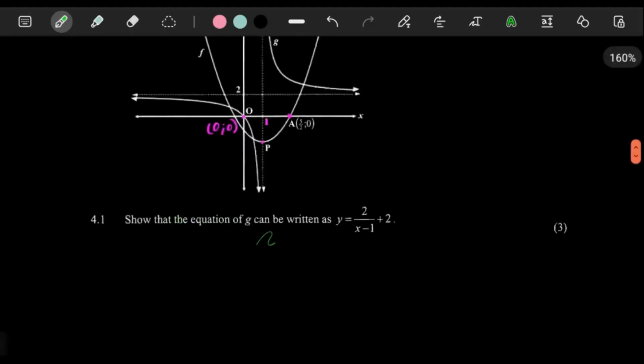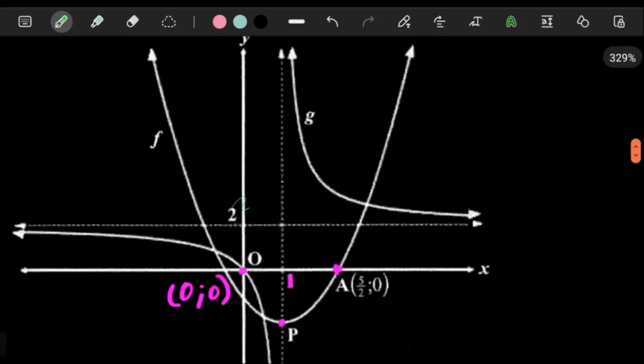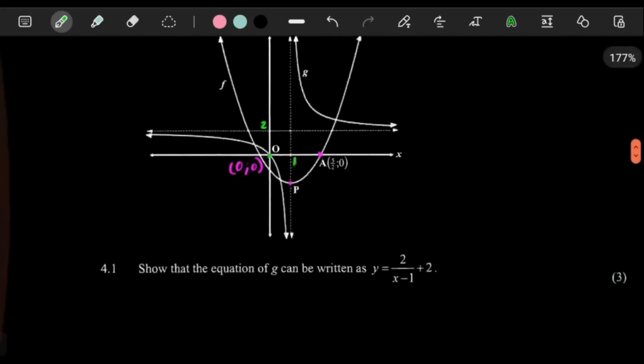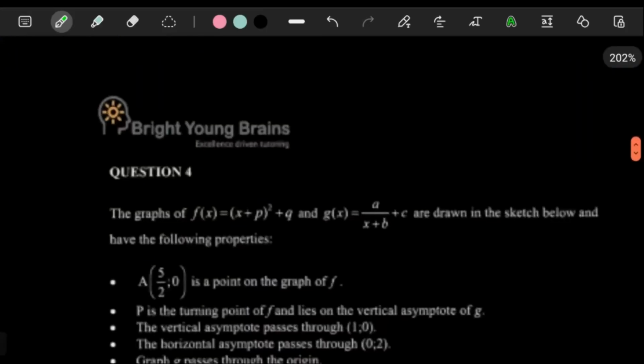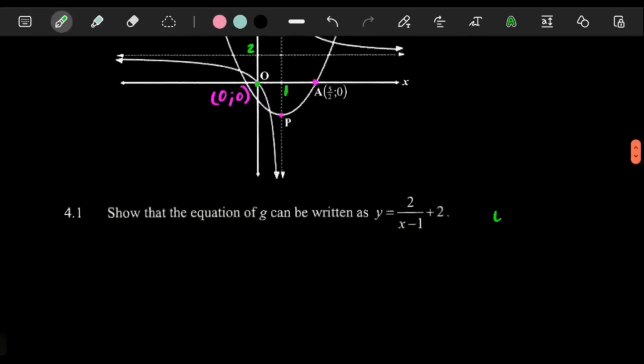They said show that the equation of G can be written like this. Well, that's not going to be too difficult because fortunately we have the one asymptote, we have the other one, and we have a coordinate that the line passes through. So a coordinate that the graph passes through, so it's all good. So x and then a, b, c, right? So here we can say y is equal to a, b, c.